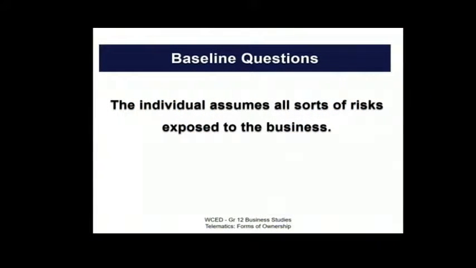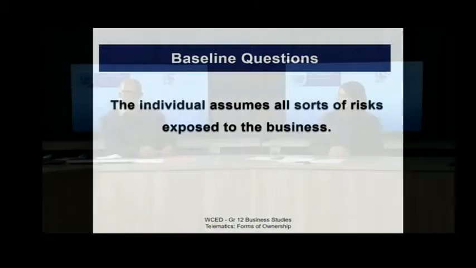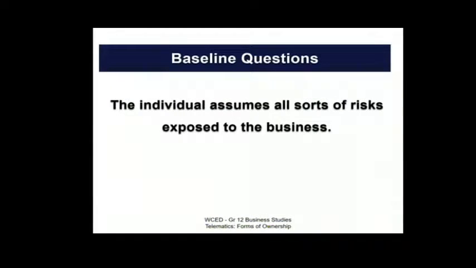Let's see quickly. How much do you remember of your grade 10 and 11 work? Are we going to do some baseline questions? Now, this question requires the learners to tell us, and it's the learners, not the teachers. Which form of ownership are we referring to when we say that the individual assumes all the risks exposed to the business? That word individual is already a clue, isn't it? That's a giveaway. And that's what they should do in exams or any test: look for clues, look for keywords.